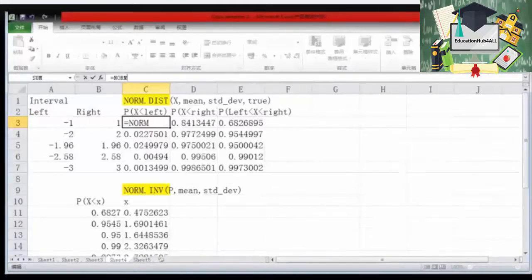So there's another one, given the area. If I know this area, I want to find the value of A. So that's the inverse of this problem. Given A, we want to know the probability. So you use the first one. Given the probability, we find this value. So we use the INV, the inverse.